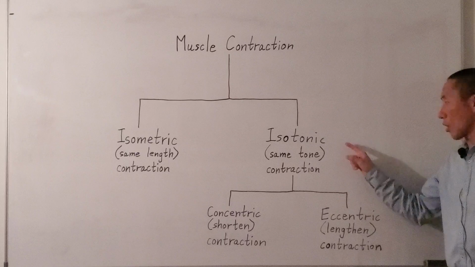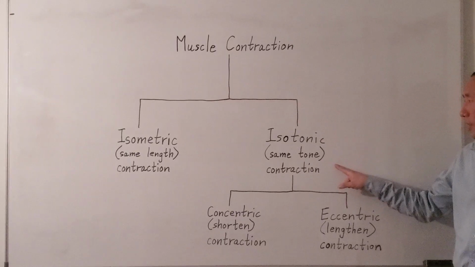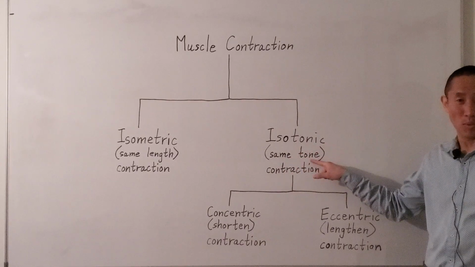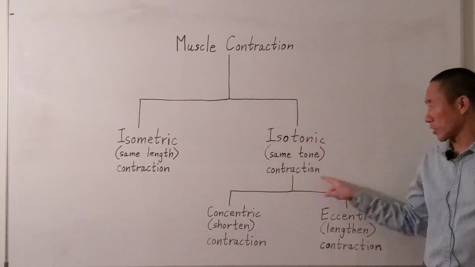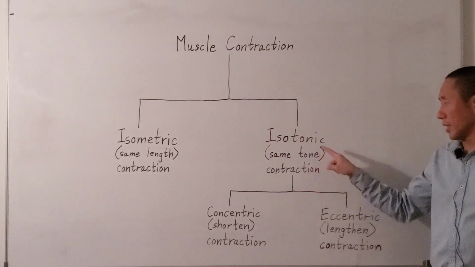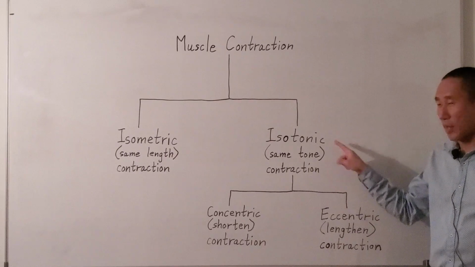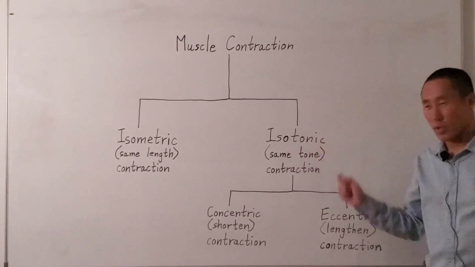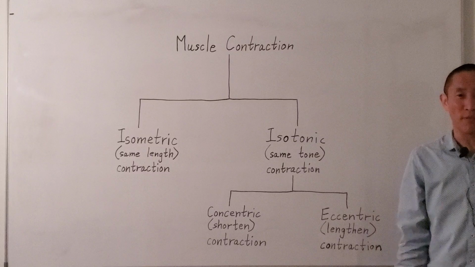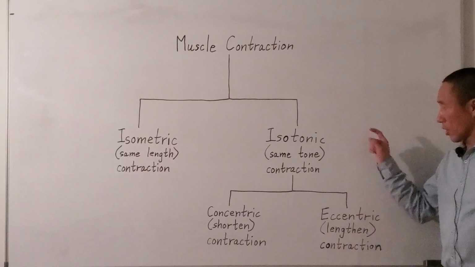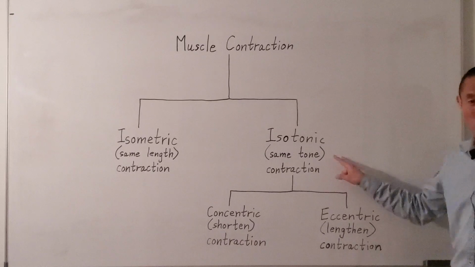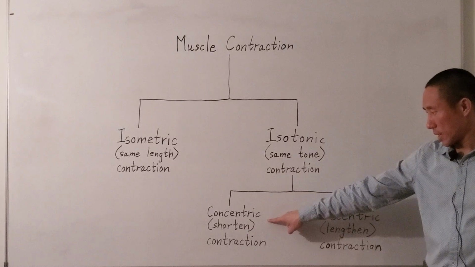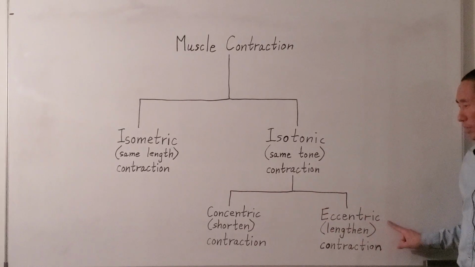Now, let's talk about isotonic contraction. What does iso mean? Iso means same. Tonic means tone. So isotonic contraction is a type of contraction where, when a muscle is contracting, that muscle has the same tone throughout the duration of that contraction. Now, when you talk about isotonic contraction, we have two types. One is called the concentric contraction, and the other one is called the eccentric contraction.